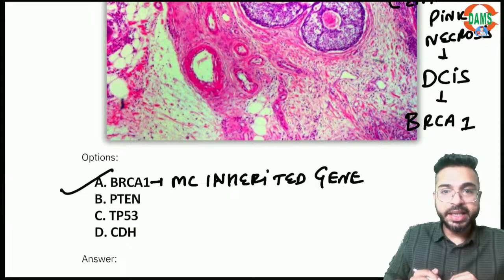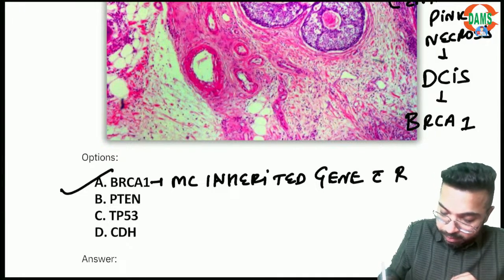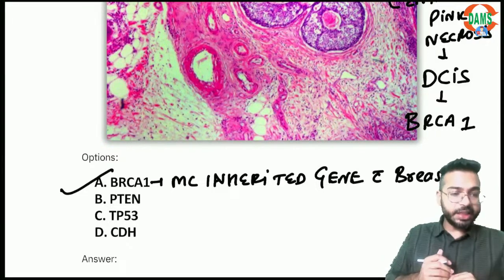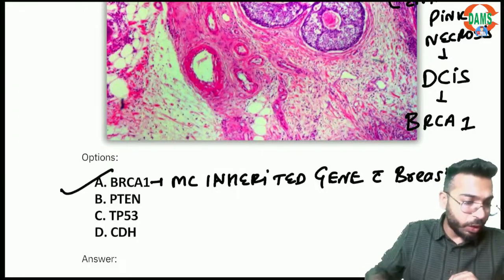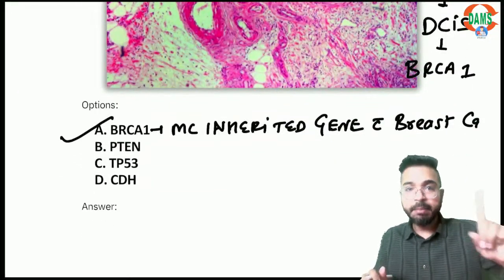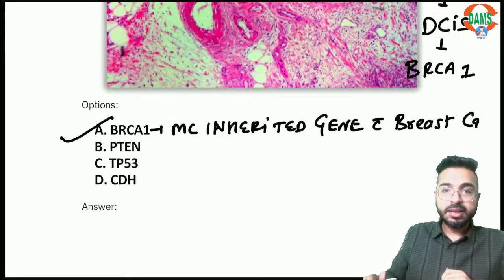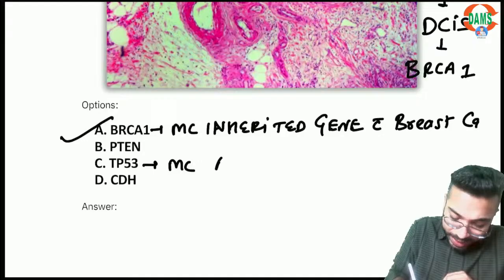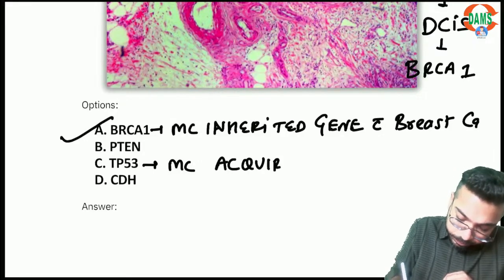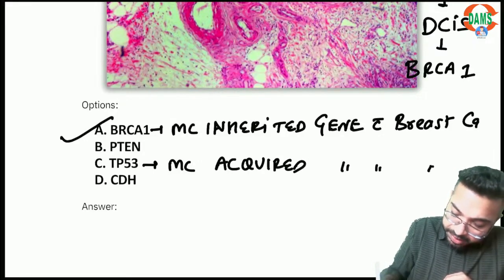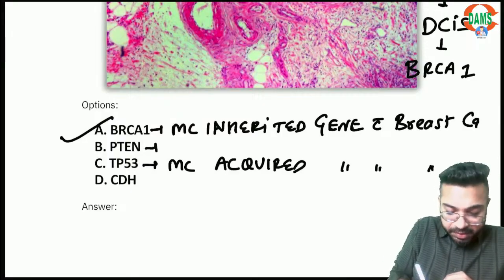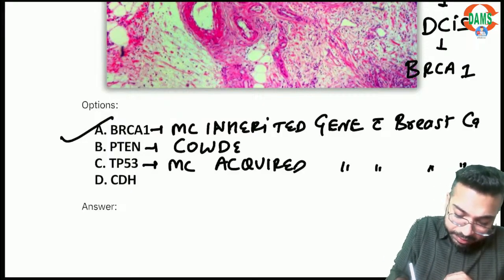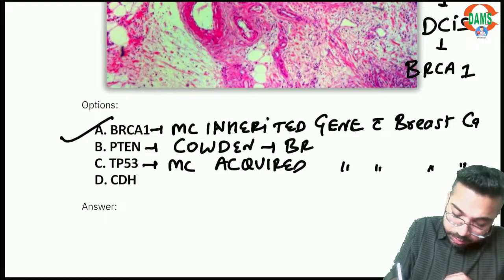Most common inherited gene with breast cancers. Remember, acquired is the TP53 gene. So if you have to go for just one test because of financial constraints, BRCA1 would be the best answer. Remember, TP53 is the most common acquired gene involved in breast cancers.